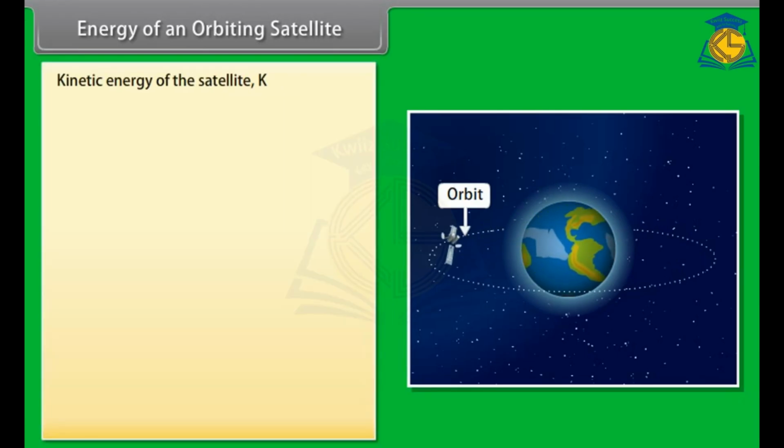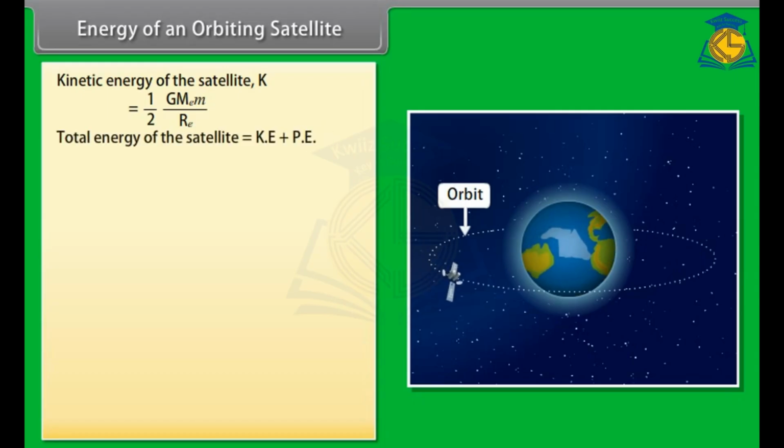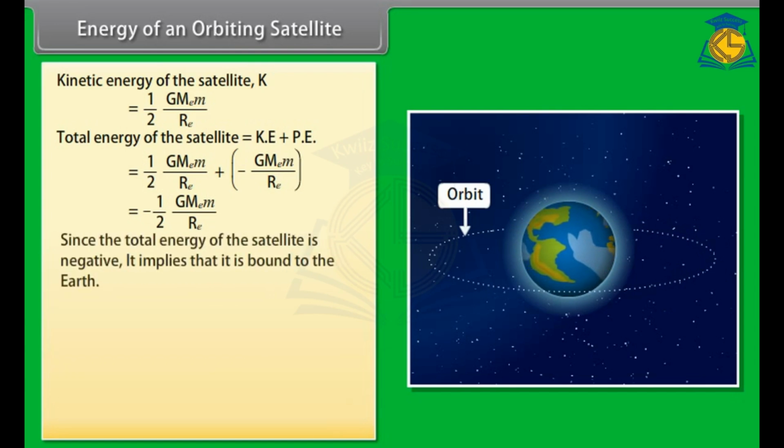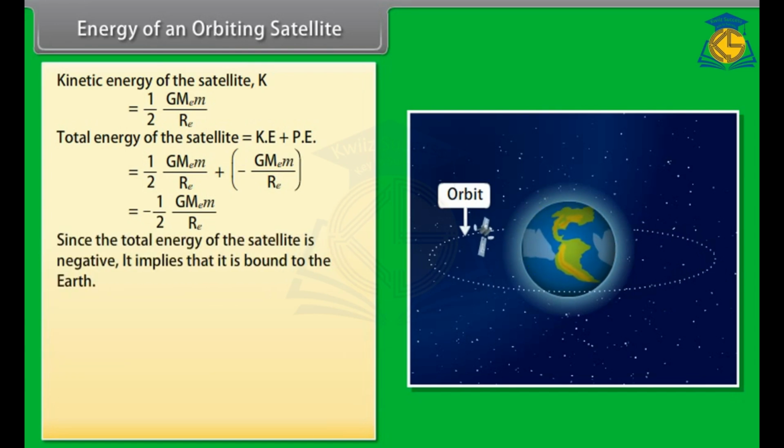Kinetic energy of the satellite K. Total energy of the satellite is equal to kinetic energy plus potential energy. On calculating, we get total energy = -½GMEm/RE. Since the total energy of the satellite is negative, it implies that it is bound to the Earth.